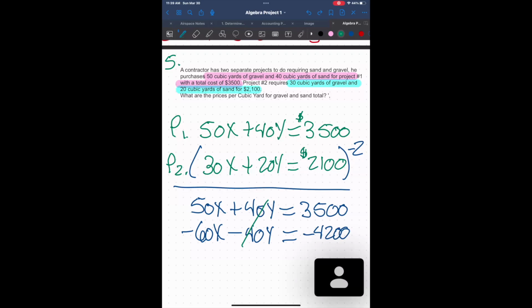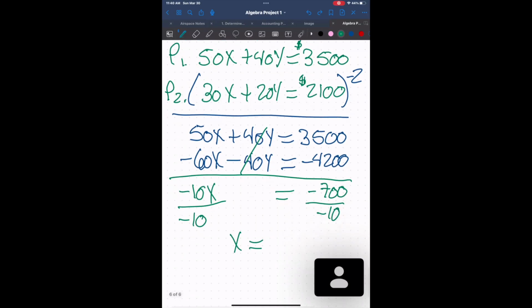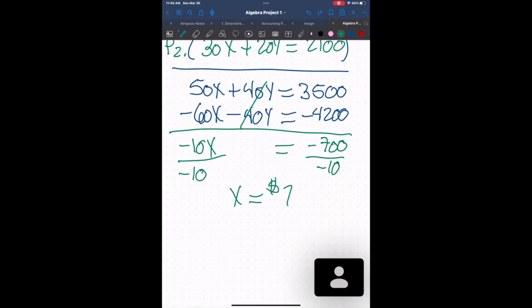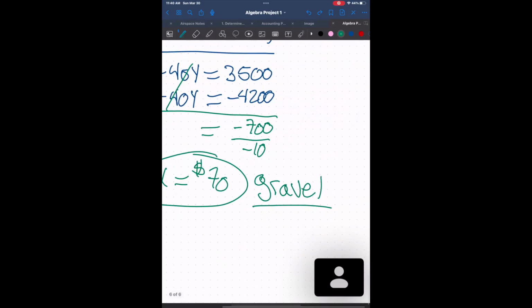We're looking like we're getting closer to solving this. Okay. So what we're going to end up with over here, we have 10x equals, what's that? 700. If you divide this by -10, negative divided by a negative is a positive 70. Okay. So this is going to be our gravel. That's how much we paid for both. Okay. So now we have a solution.